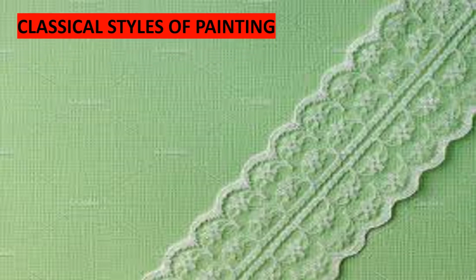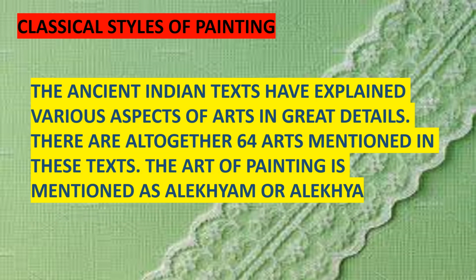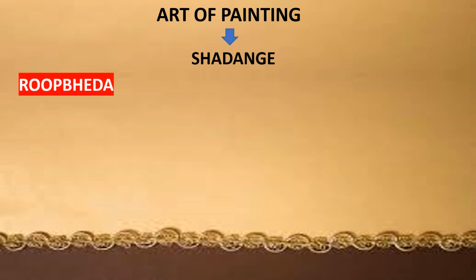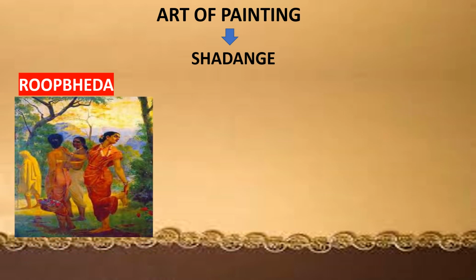Classical style of painting. The ancient Indian texts have explained various aspects of arts in great detail. There are altogether 64 arts mentioned in the texts. The art of painting is mentioned as Alekhyam or Alekhya. It is said to have 6 main aspects. 6 aspects is Shadanga. The ancient Indian scholars studied these 6 aspects very minutely.